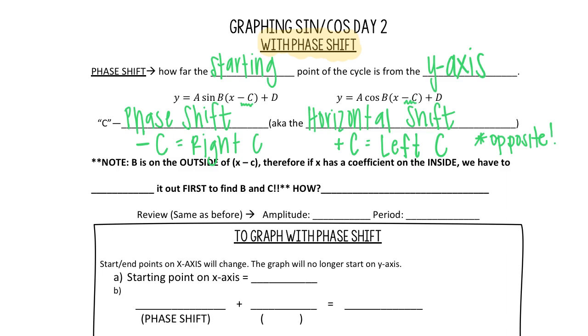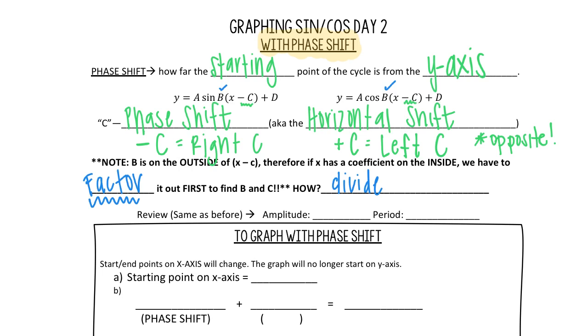I also want you to notice something else. In the parent function, you'll notice that b is on the outside of the parentheses. Remember, b from yesterday affects the period, how long the whole cycle takes to complete. Therefore, if x has a coefficient on the inside, we have to factor it out first. We'll go through some examples where we have to do that. You do that by just dividing everything in the parentheses by whatever b is, and then you would stick it out in front of the parentheses.